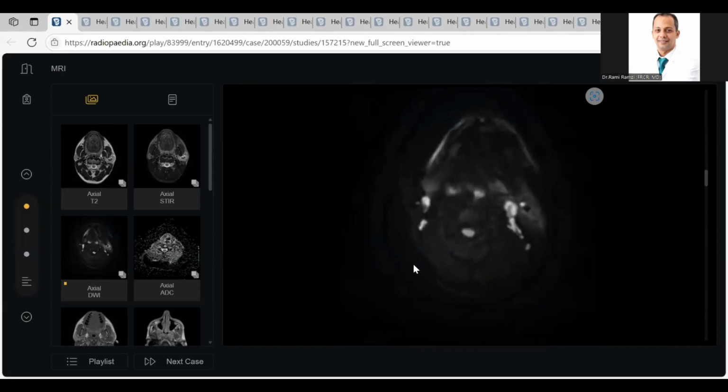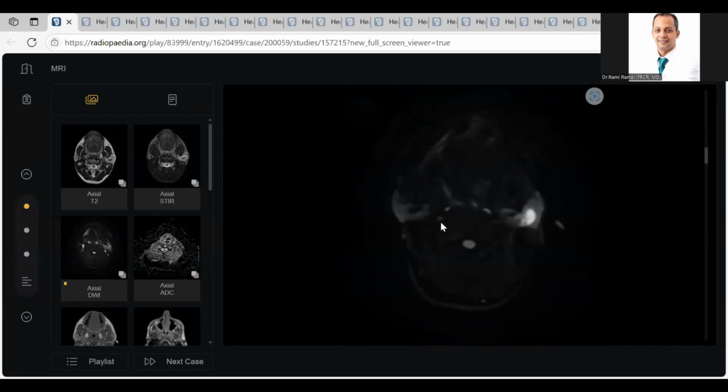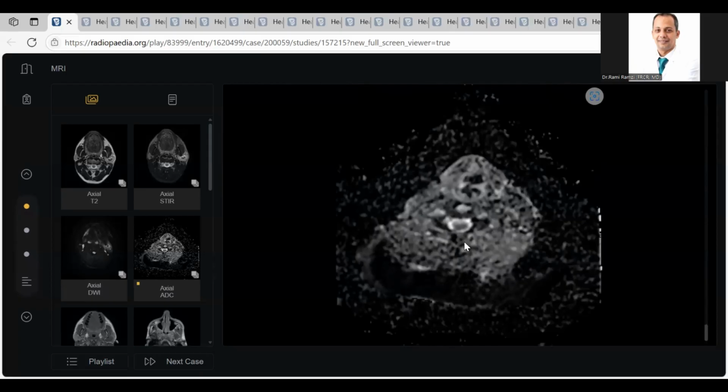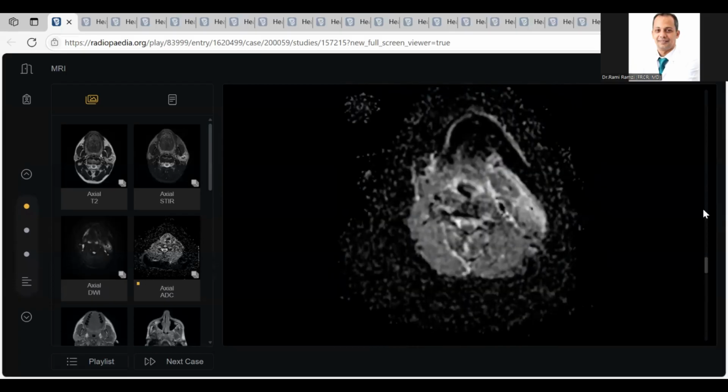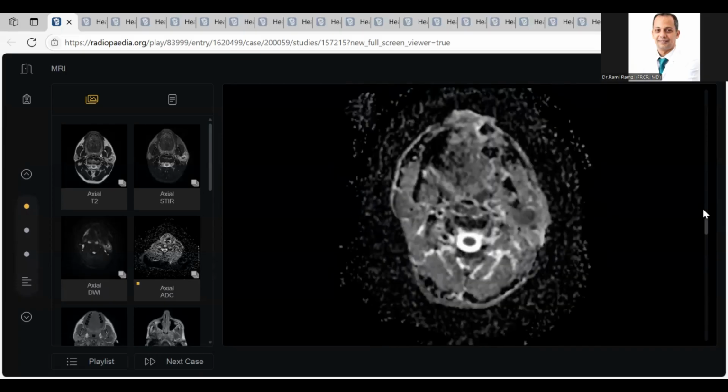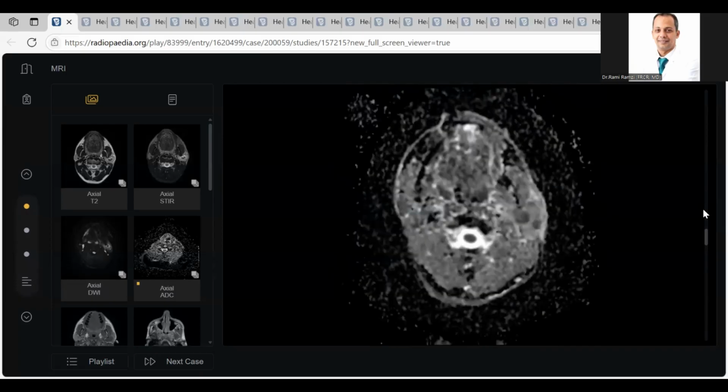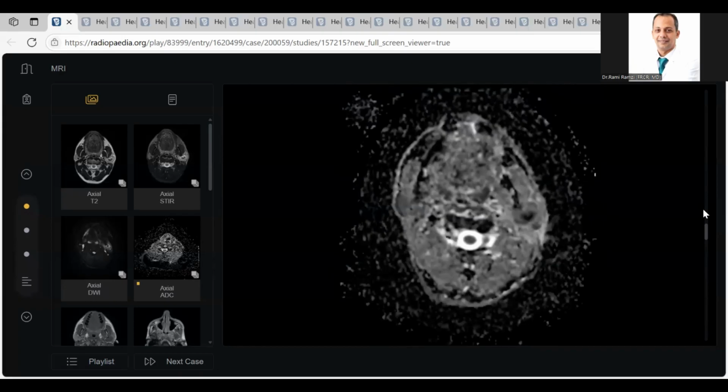I would like to confirm it on ADC. And there is ADC. Yeah, go on. Scrolling with the mouse is a little bit difficult. Okay. And it is showing hypointensity on ADC. So this is a restricting lesion. So likely a parotid abscess.